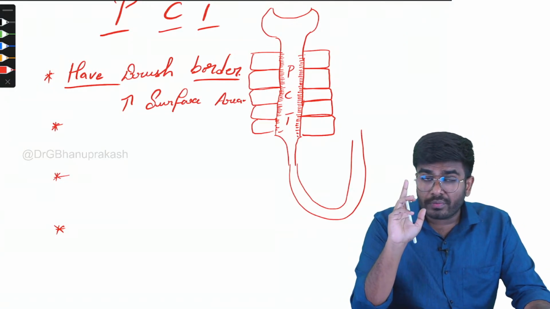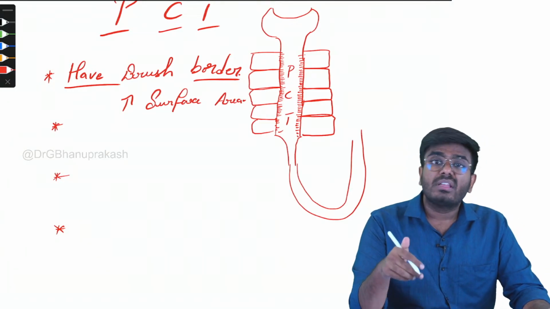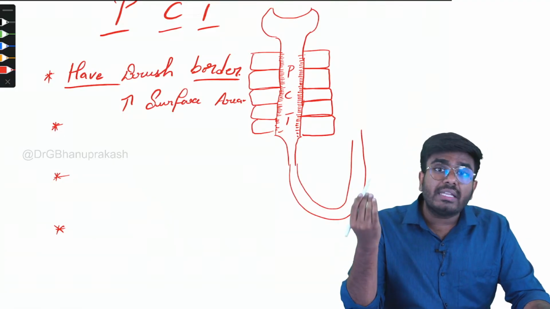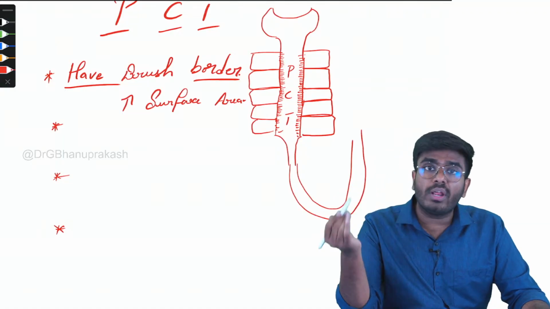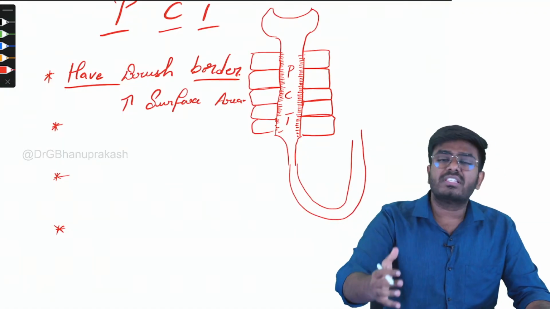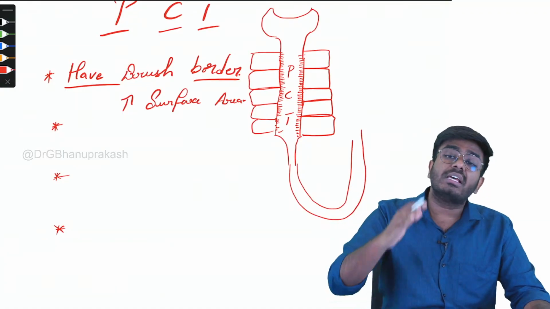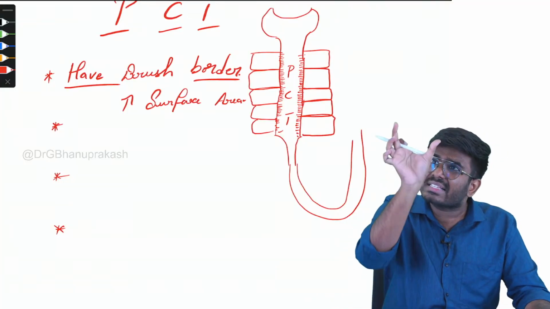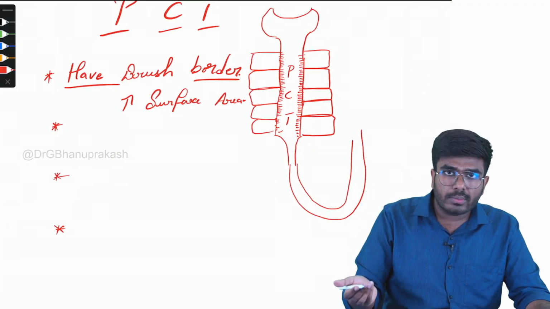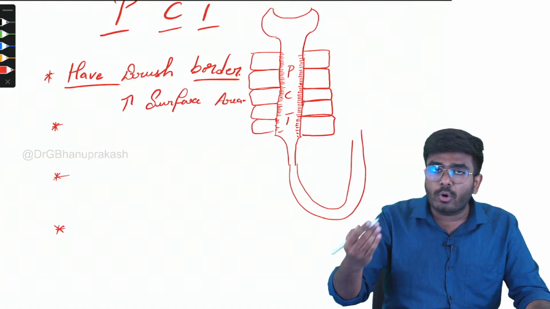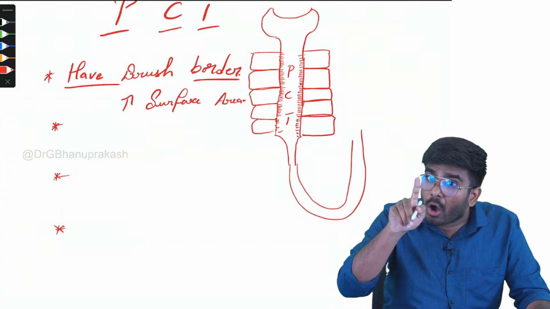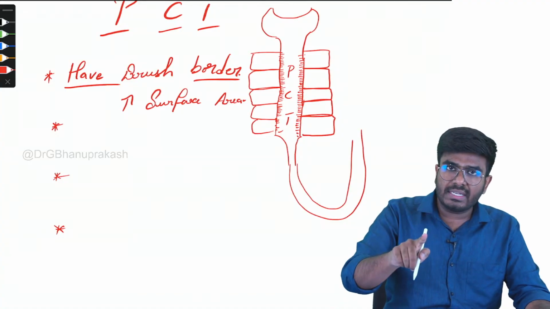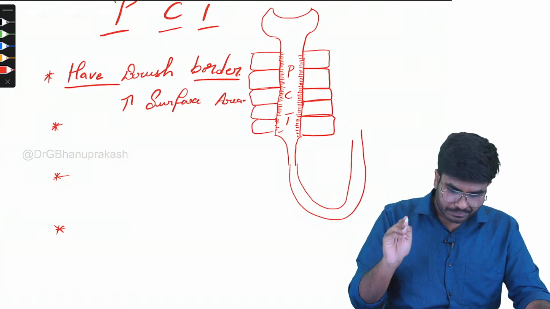See, very important point. PCT is the region where 100% of amino acids will be reabsorbed, 100% of glucose will be reabsorbed, and almost 70% of sodium and 70% of chlorine will be reabsorbed. So most of the substances are reabsorbed in the PCT only. If you want to reabsorb more substances, the surface area of the PCT should also be more. So how can you increase the surface area? By creating a brush border. So PCT epithelial cells have a brush border.